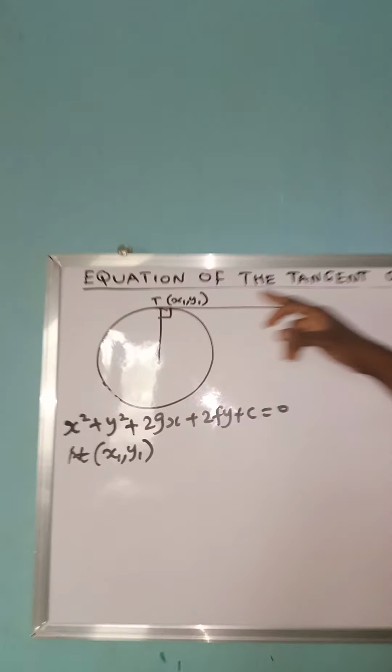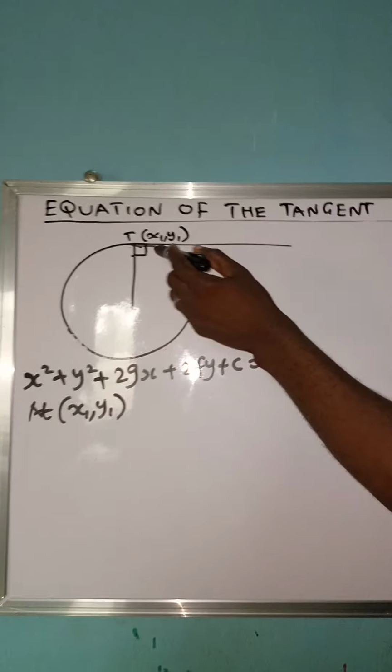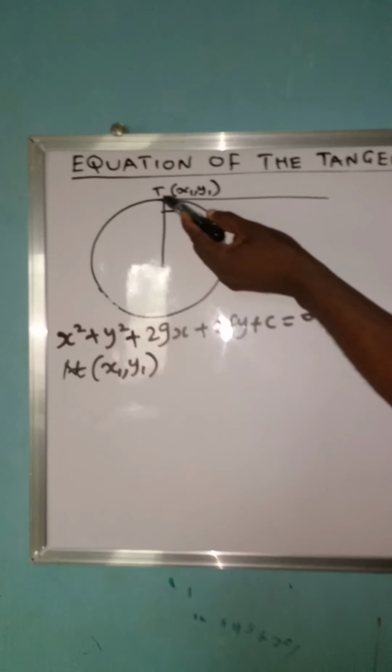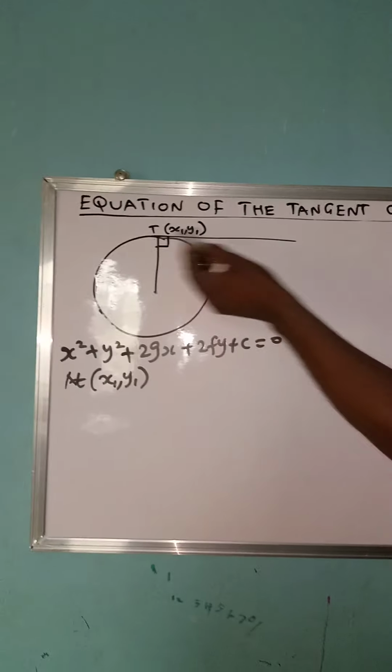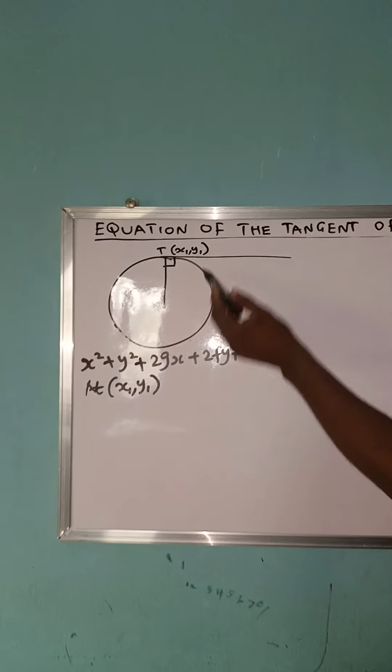Mathematics immediately. The topic today is equation of the tangent of a circle. Now when you say tangent to a circle, a tangent is a straight line that touches a circle at just one point. So we want to find the general equation of the tangent of the circle. Now the coordinate point is (x1, y1).